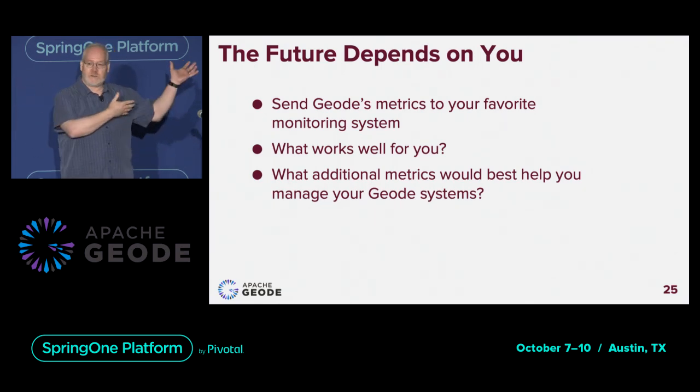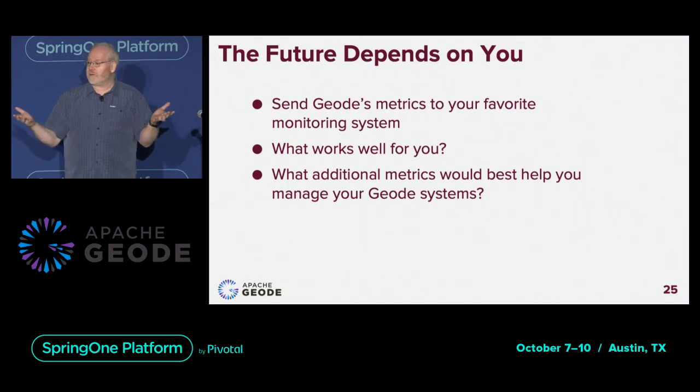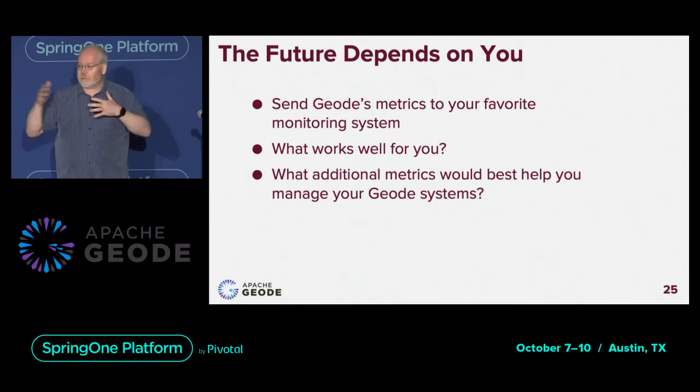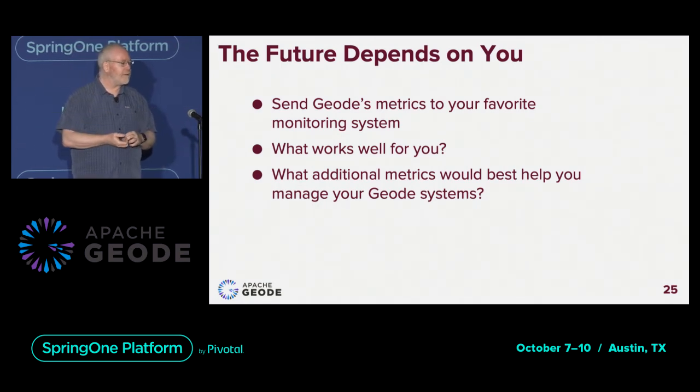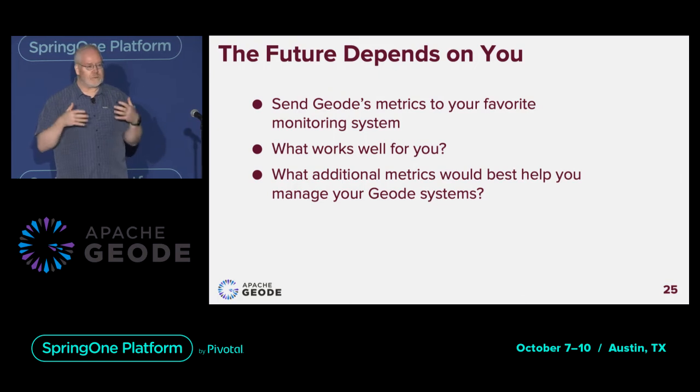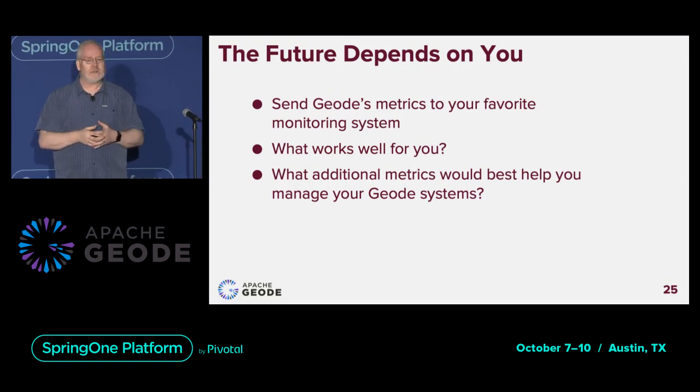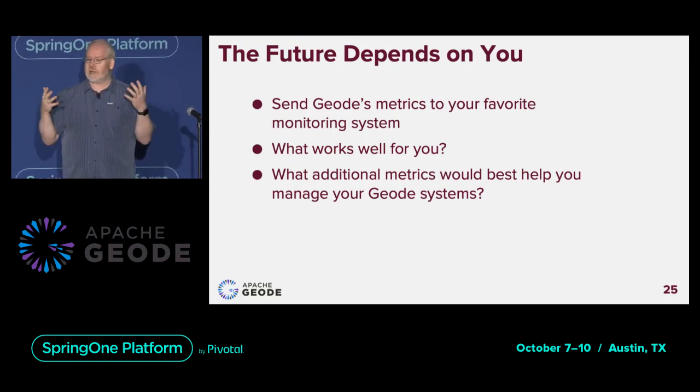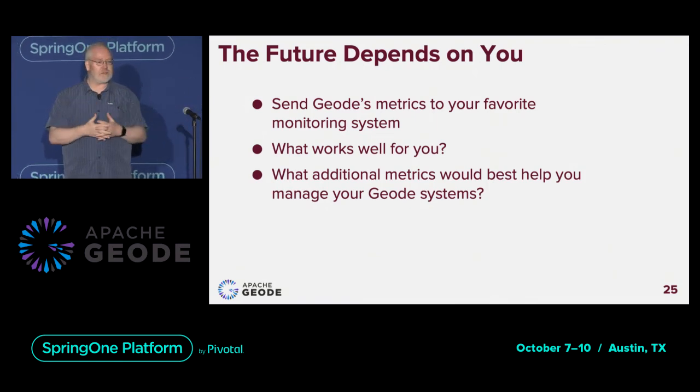Try some experiments and use this information to help you see, for example, what's happening to your memory. Where's the memory going? Where's the memory being used? What things use memory and what things don't? So try that. Send it out to a monitoring system of your choice. Let us know what you like about this and what information you need that we don't have. So that's what we'd like from you: try it out and let us know what could help you.